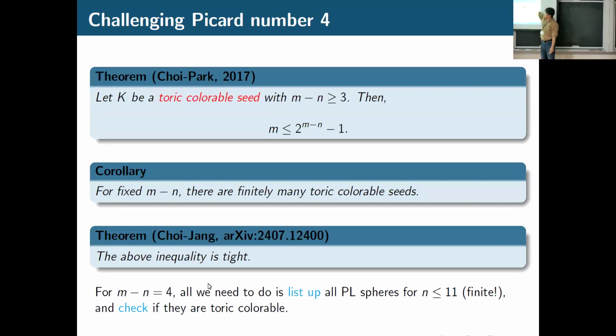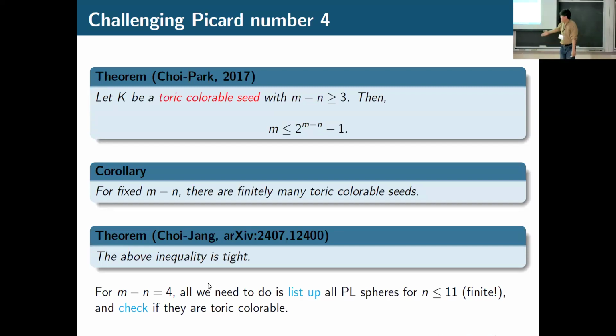So now I want to consider the toric Fano seeds of Picard number 4. In order to find all Picard number 4, all we need to do is list all PL spheres pairs for n less than or equal to 11, and we have to check if they are toric Fano.